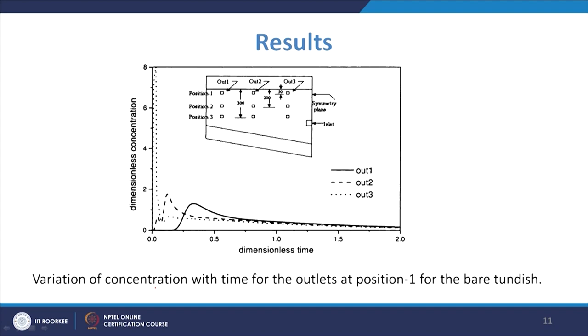Out 1 is away from the inlet and out 3 is close to the inlet. For out 3, close to the inlet, you see a large increase in the dimensionless concentration peak at almost no time, then a sharp decrease, and then it slowly decreases as we move towards later times. We take up to 2 times the dimensionless time and do the analysis. This larger peak means that short circuiting is taking place.